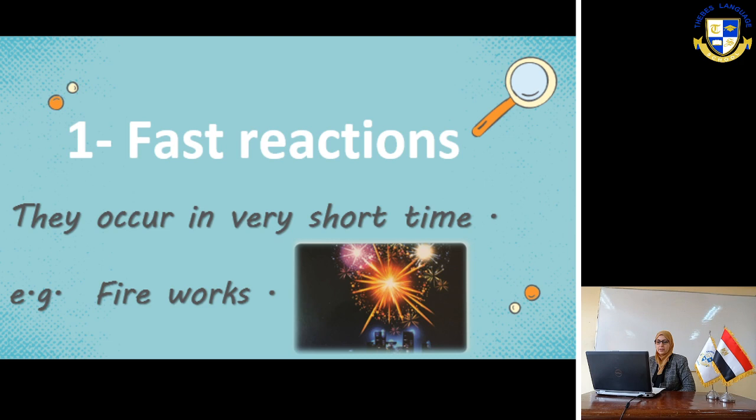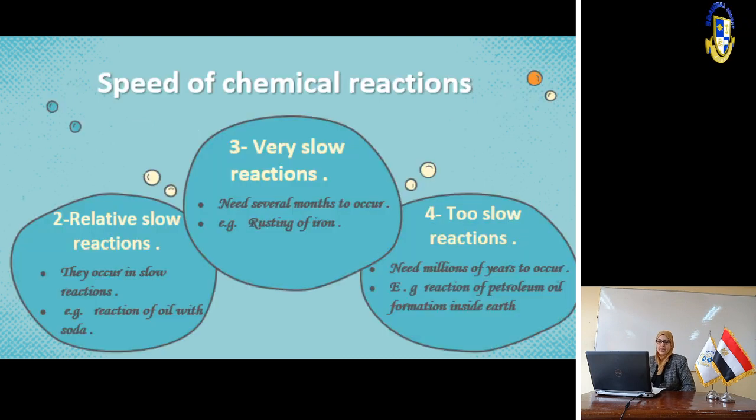Slide number 3. Speed of the chemical reactions. Relatively slow reactions take place slowly. Example, reaction of oil with soda. 3. Very slow reaction, needs several months. Example, rusting of iron. Number 4, too slow reaction, it needs millions of years. Example, the formation of petroleum oil inside the earth.